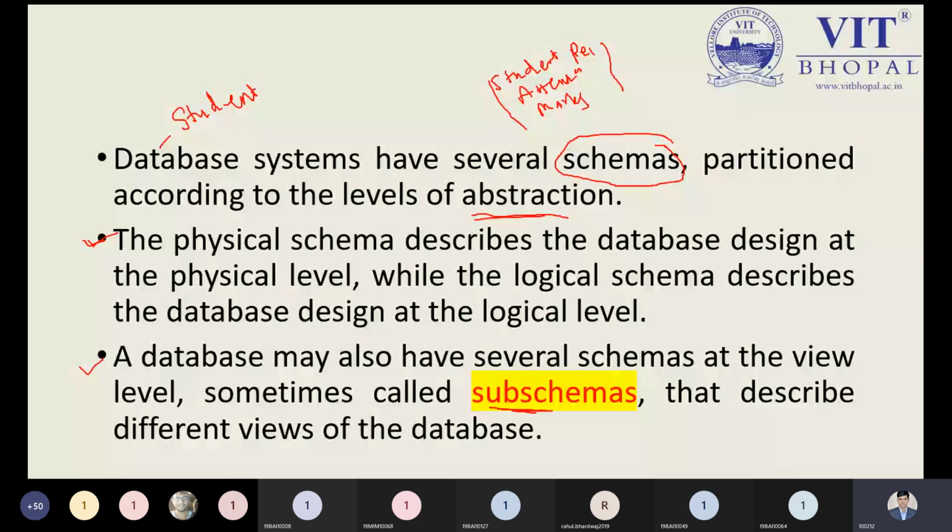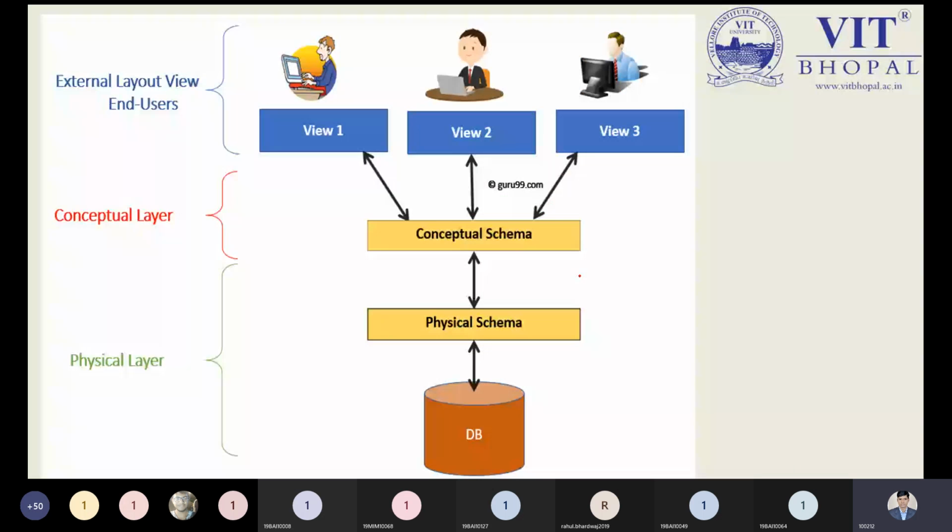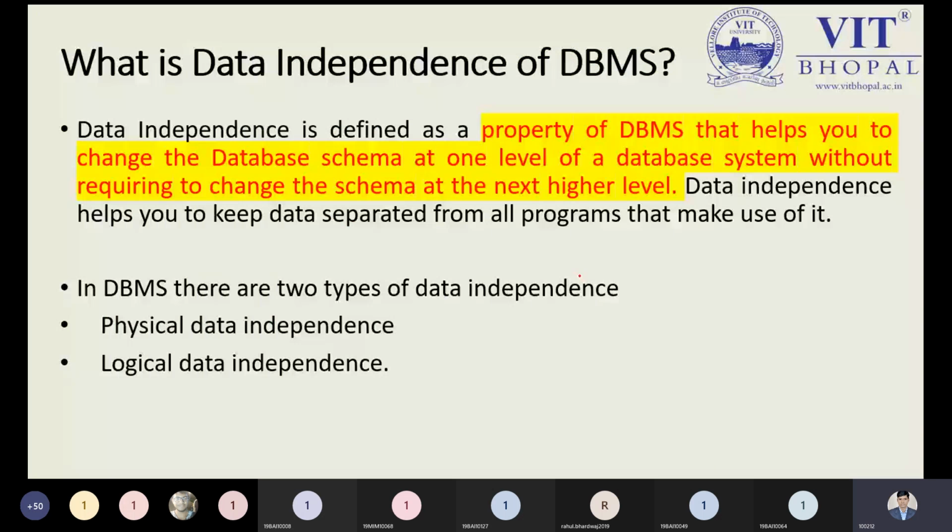So I'm moving to my next slide. This part we have already discussed, that is the physical layer, conceptual layer, and external view, with an example. So I'm skipping this slide. Now the next point we have is what is data independence of the database. Before that, you need to understand this concept in a simple way. I have highlighted the most important part for understanding databases: data independence is a property of the database management system.